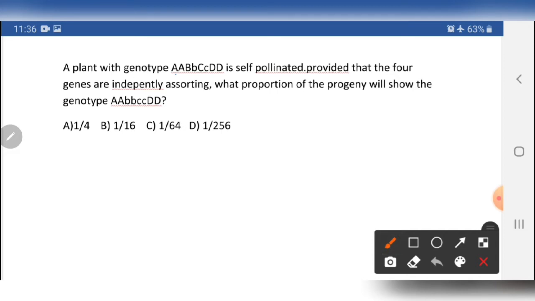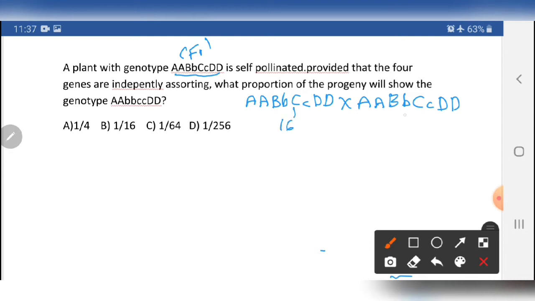So a plant with a genotype AABbCcDD is self-pollinated. So it is an F1 generation basically. The F1 generation is self-pollinated: capital A, capital A, capital B, small b, capital C, small c, capital D, capital D is crossed. Same self-pollination means AA, Bb, Cc, DD, which produces 16 gametes, so the F2 generation has 256 combinations. Out of 256 combinations, the question is the genotype of AABbCcDD.